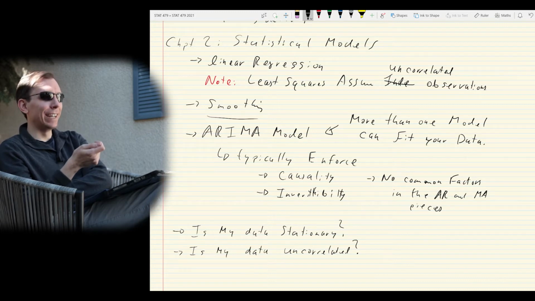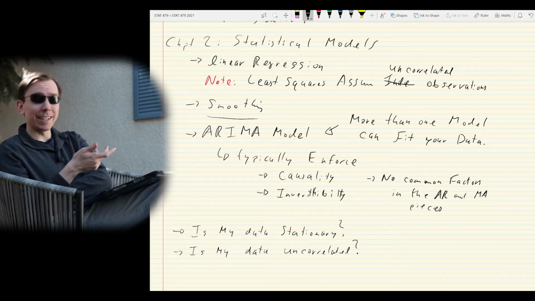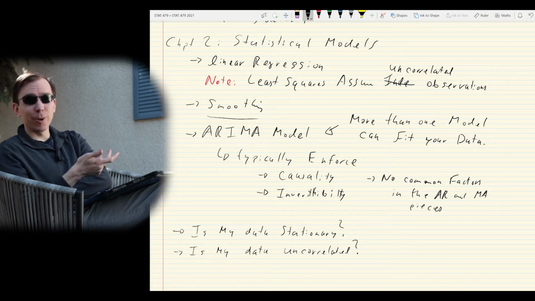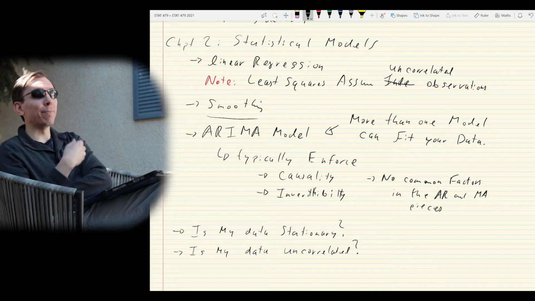Because you're testing the residuals of a linear model, and you want to know, well, do my residuals actually look uncorrelated? If they don't look uncorrelated, well, there's probably more work to be done to figure out where those correlations are coming from or how we can model those correlations.